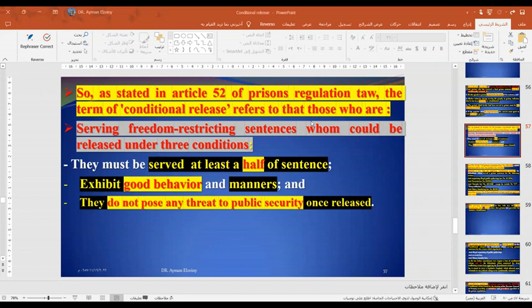2, except good behavior and manners. 3, they must not pose any threat to the security of society once released.